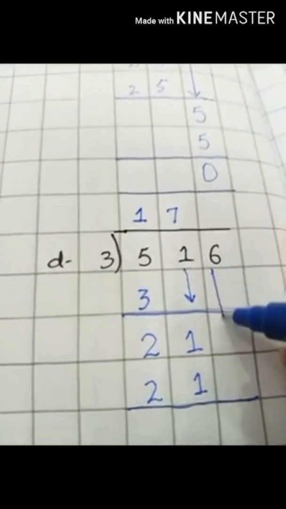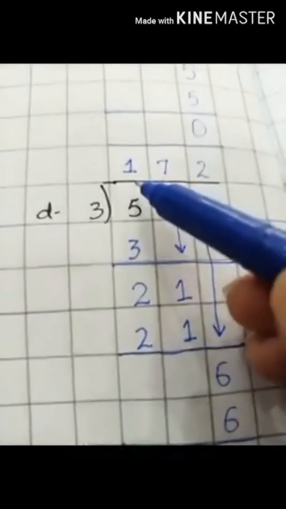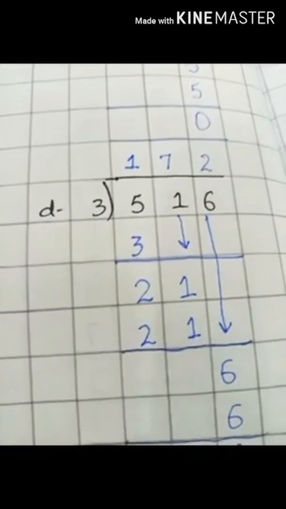So students, look at this, 21 is completed and in the next step we are going to take this 6 down here, and when we take the 6 down, this will be greater than my divisor. So students, now look at this, 3 1s are 3 and 3 2s are 6. Here I am writing 3 2s are 6 and 6 minus 6 is 0, which means that I have completed my question and my quotient is 172.